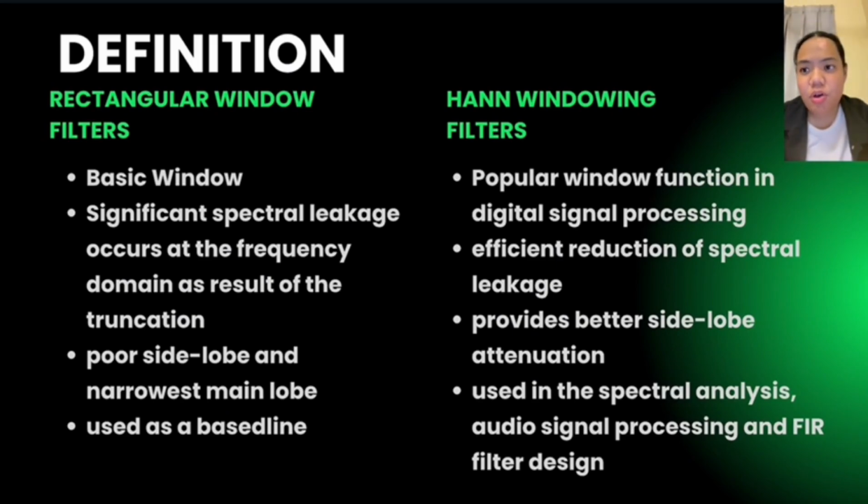The Hann windowing filter is a popular window function in digital signal processing, with efficient reduction of spectral leakage and better side lobe attenuation. It is used in spectral analysis, audio signal processing, and filter design.